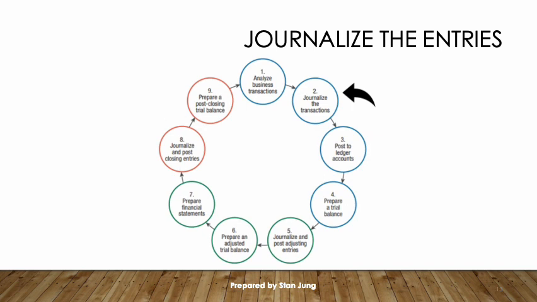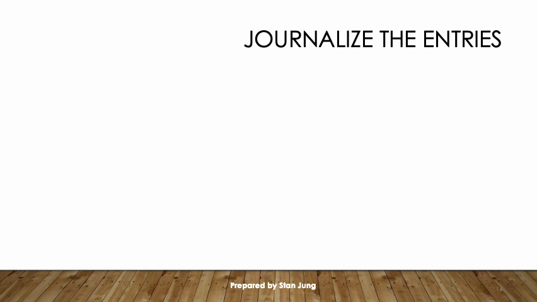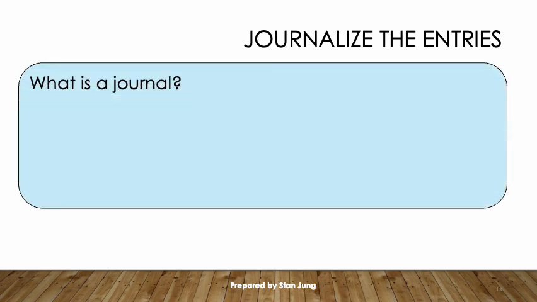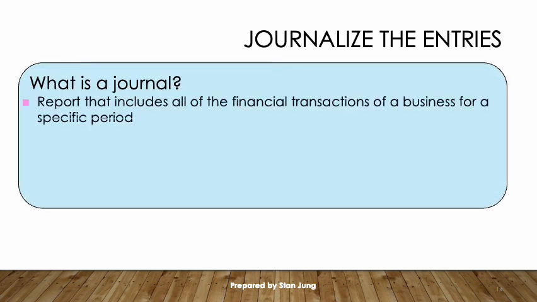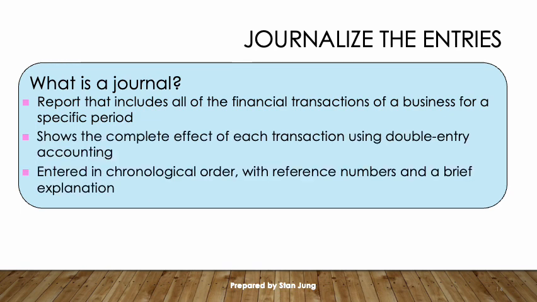Now let's move forward to step 2, journalizing the transactions. So the first thing I'm going to do is to explain what a journal is. A journal is a report that includes all of the financial transactions of a business for a specific period of time. It shows the complete effect of each transaction using double entry accounting, and all the rules of double entry accounting must apply. And it's entered in chronological order with reference numbers and a brief explanation.